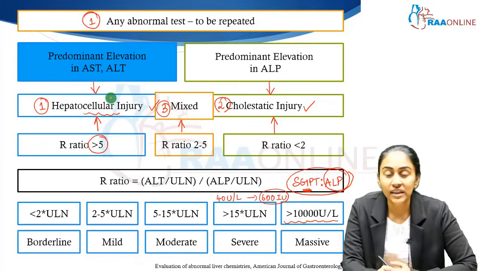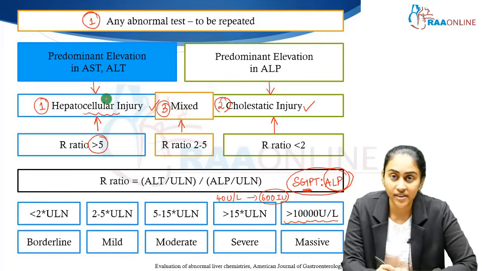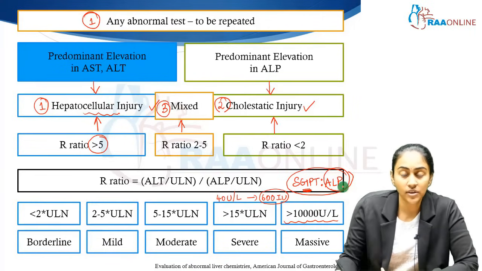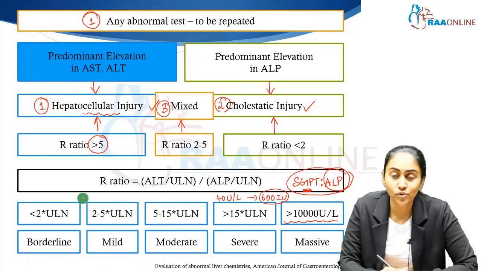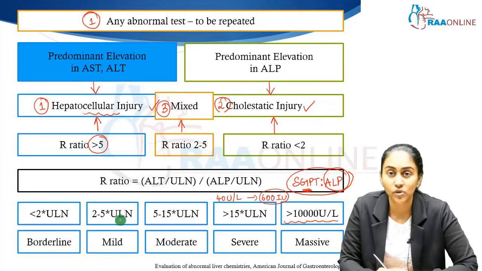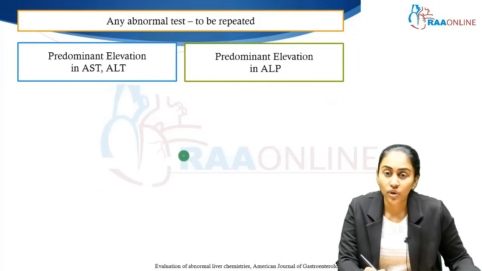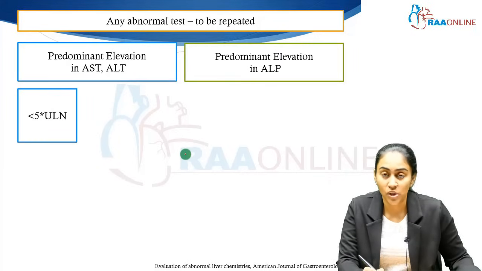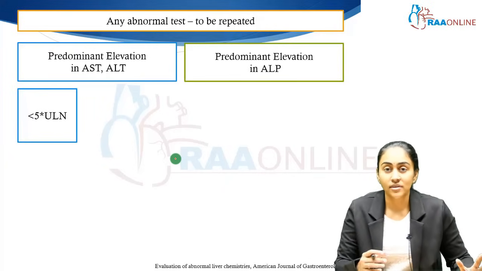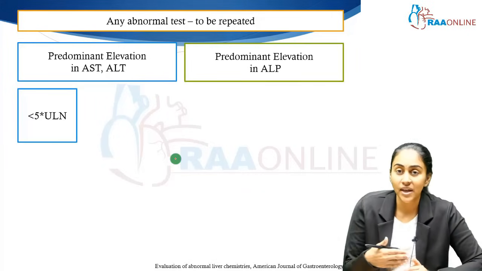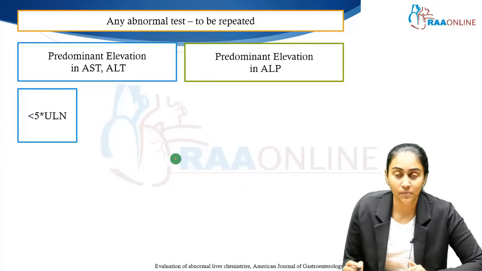So based on the extent of transaminitis, we can classify the severity of the liver injury. With less than 2 times the upper limit of normal being a borderline transaminitis, 2 to 5 times the upper limit of normal is mild, 5 to 15 is moderate, more than 15 is severe, and more than 10,000 is massive transaminitis. Now let us look a little bit more into how else we can interpret a patient with transaminitis. We just saw that the severity of transaminitis could be predicted based on the extent of elevation of these transaminases.